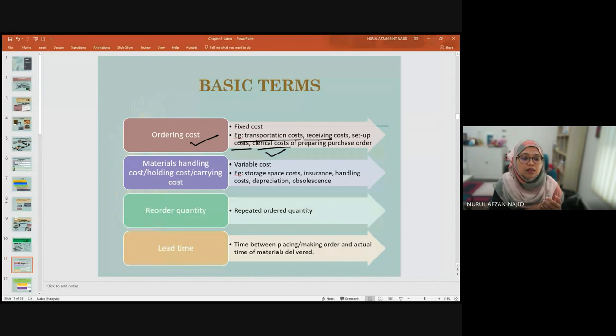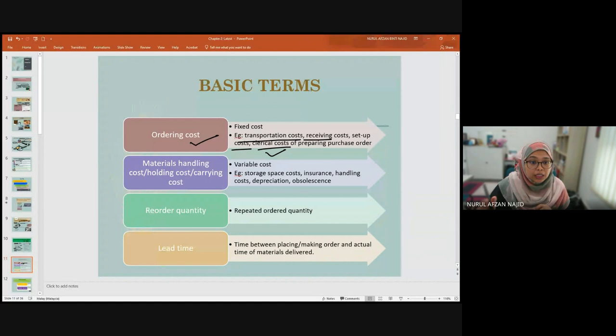Lepas tu transportation cost. Daripada KL ke Rauk, barang tu nak sampai, kita kena bayar transportation tu. Macam you beli barang daripada TikTok shop, you kena bayar COD charge, apa macam tu. So itu kita kena incur sebab kita nak beli. Melainkanlah kita pick up sendiri barang tersebut dekat warehouse orang tu.